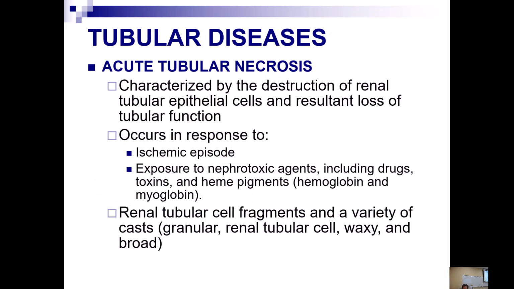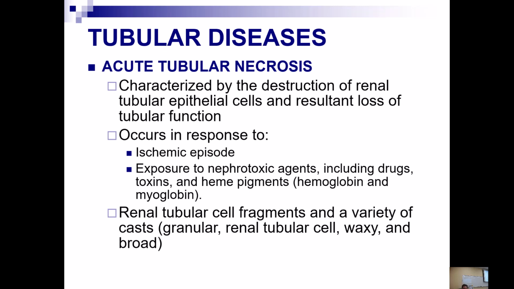So now we're going to look at some tubular diseases. We're going to look at acute tubular necrosis, characterized by destruction of the renal tubular epithelial cells, and therefore, when we lose those renal tubular cells, or we destroy those cells, we lose tubular function. This can be due to ischemic episodes, so small parts of the nephrons having stroke-like, they don't get the blood flow, so they're just going to die off, or exposure to nephrotoxic agents. Drugs, toxins, and heme pigments.